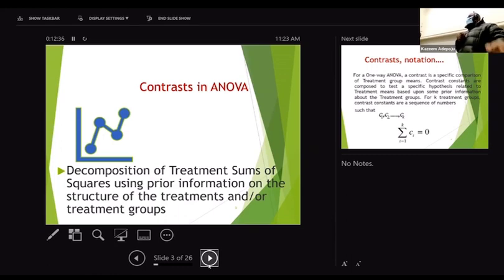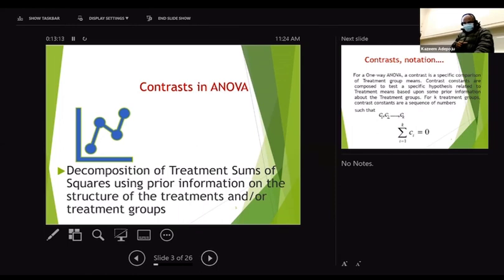The contrast in general will enable us to decompose the sum of square treatments. What do I mean by sum of square treatments? It's like the total variation explained by the treatment in the model. You want to decompose that into different components, so that you will be able to attribute a certain explained variation to a certain component.